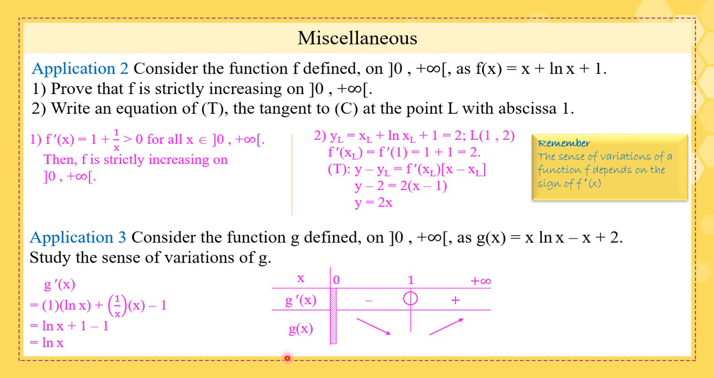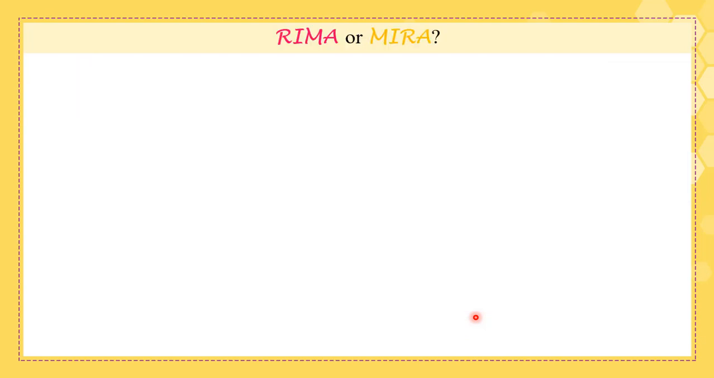And when x is 1, g of x, if we replace x here by 1, we get 1. Remember, when the question is study the sense of variations, it means we need the whole table, but we don't need to calculate the limits.